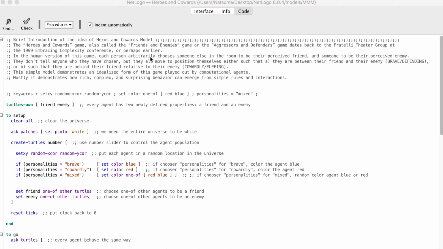If one agent is a hero, then that agent will try to stand between his friend and his enemy. The friend and the enemy can be randomly chosen among any two of the other agents. If one of the agents is a coward, then that coward will try to stand behind his friend and try to stay away from his enemy. That is the rule for the coward and the hero model. Let's have a look.